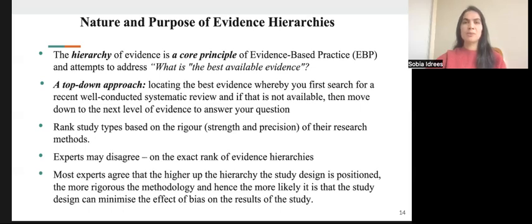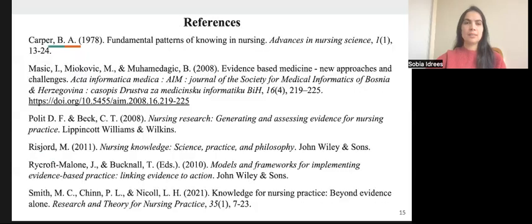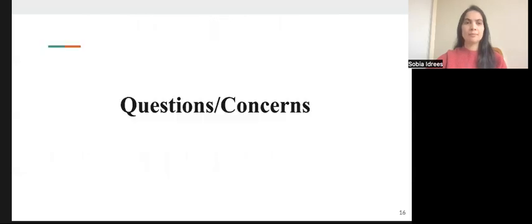Next, I'm going to show you the reference slide. These were the references that I have used in making the slides content.